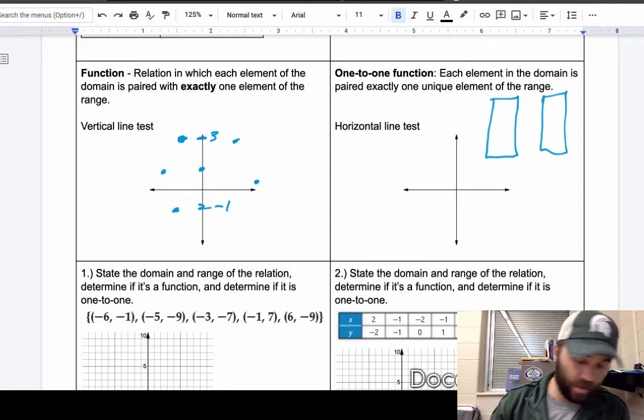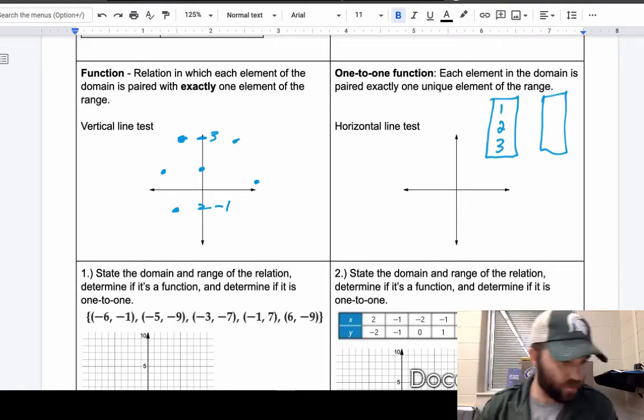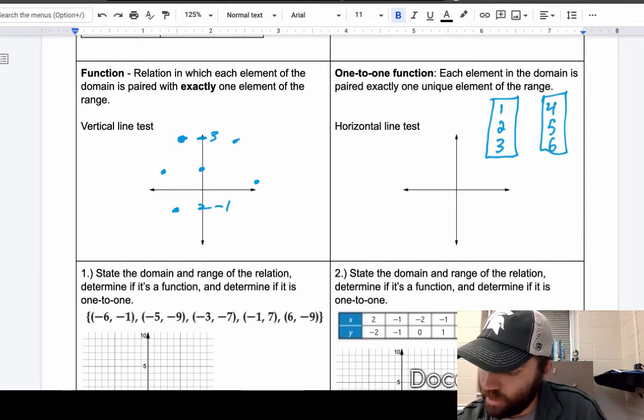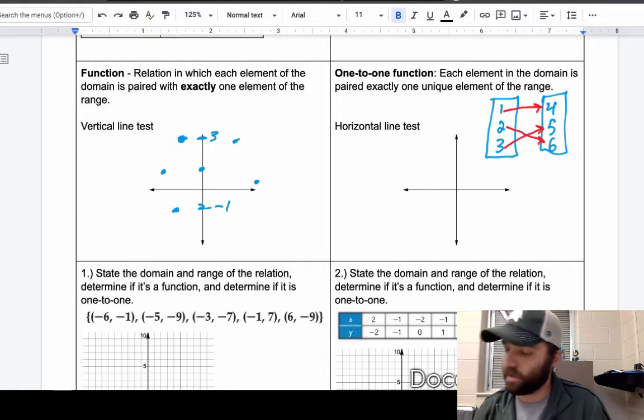So let's put in here like 1, 2, 3, and then over here we'll have like 4, 5, 6. Okay, so each element in the domain, let's say, goes to one element in the range, like this. All right, so if we were to graph this out, it's not going to look very nice, but 1, 2, 3, and here, let's just say that's 4, 5, 6, and so you have like point, point, point, okay?